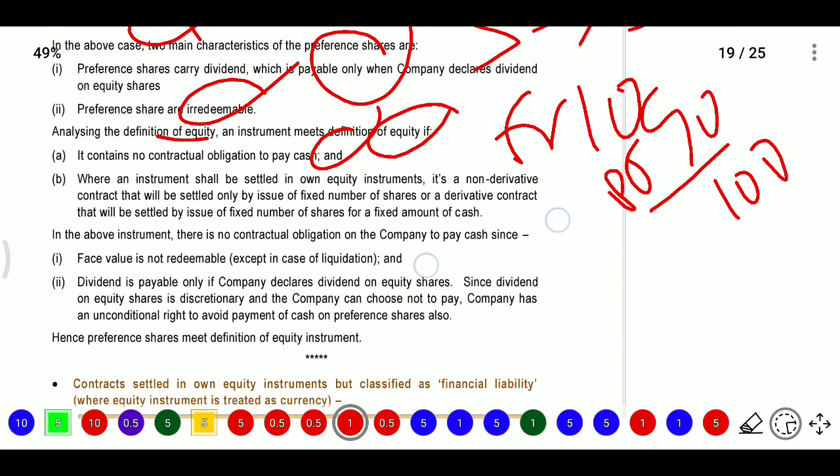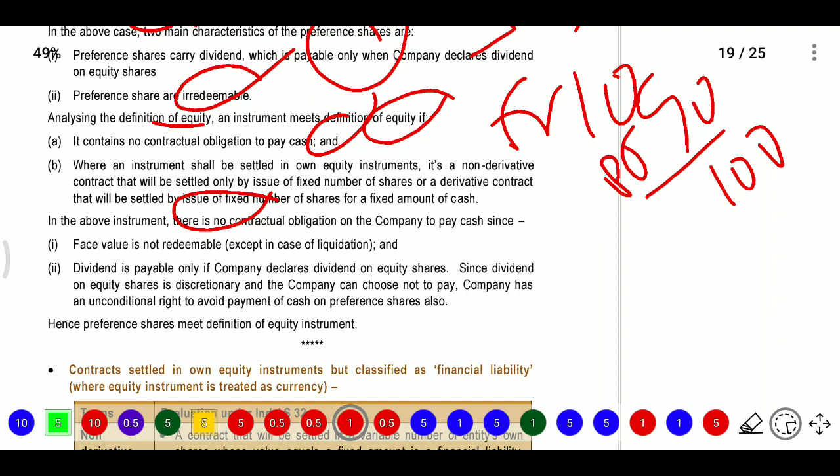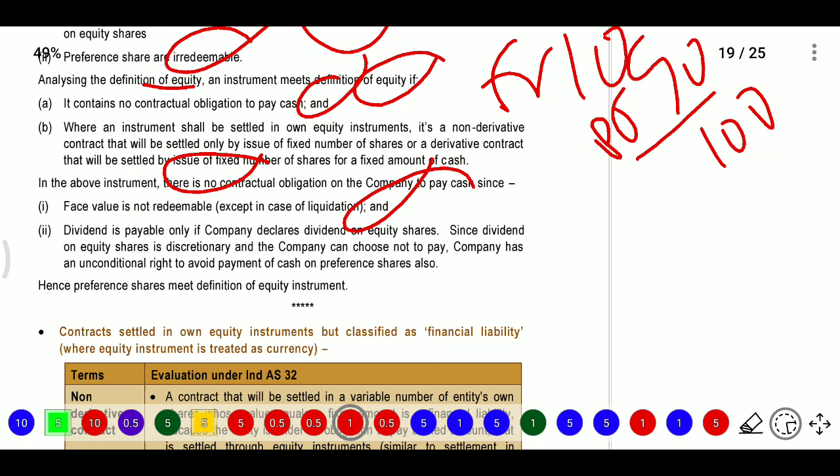Now in the above instrument there is no contractual obligation. The first condition is satisfied since the face value is not redeemable except in case of liquidation. And another one, dividend is payable only if the company declares dividend on equity shares. So the dividend on the company's equity shares is at the discretion of the company, so they may choose to pay this year or not this year. So it is an equity instrument.